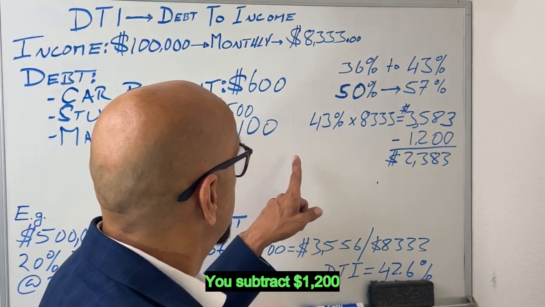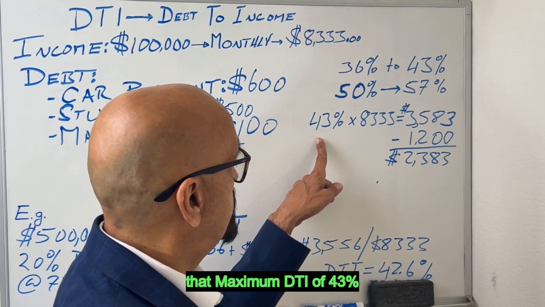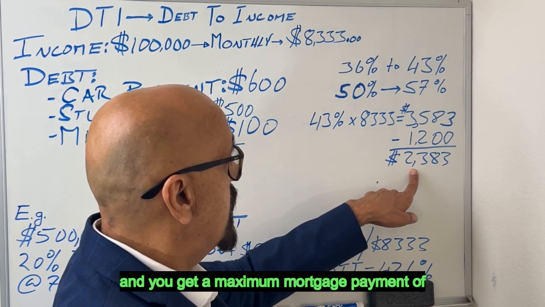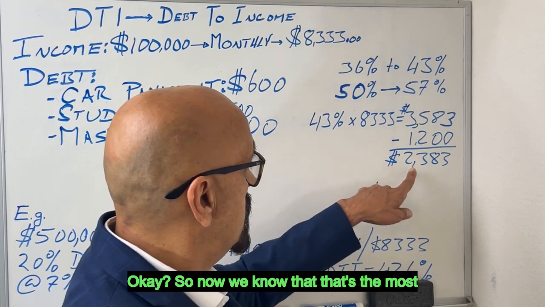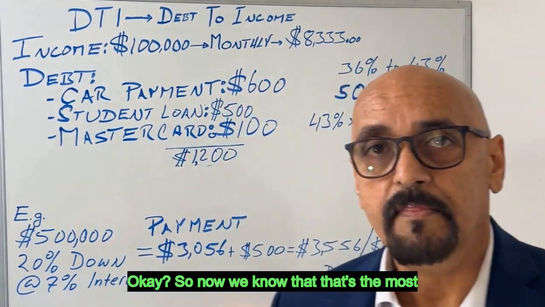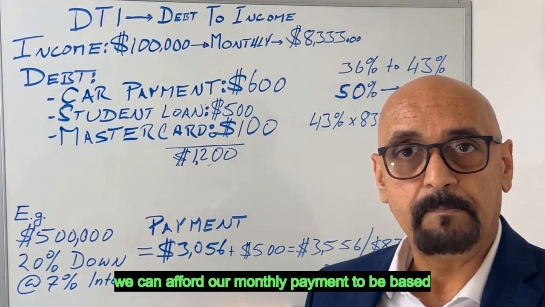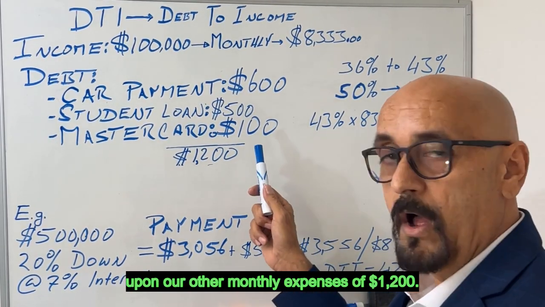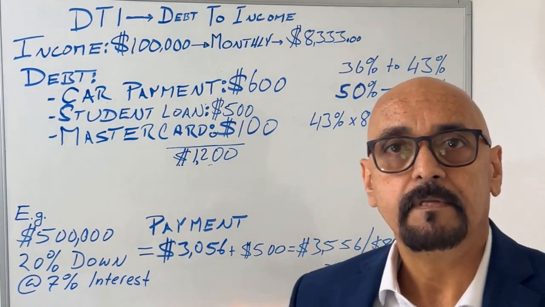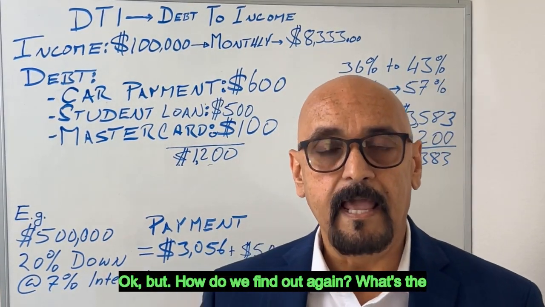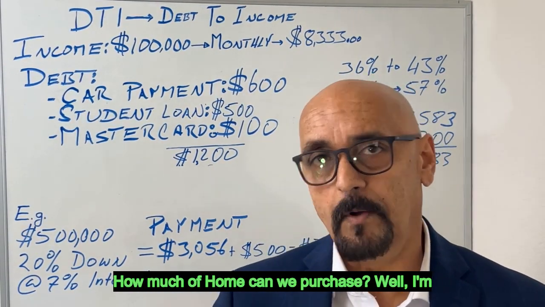You subtract $1,200 from that total monthly expense based on that maximum DTI of 43%, and you get a maximum mortgage payment of $2,383. Okay, so now we know that that's the most we can afford our monthly payment to be based upon our other monthly expenses of $1,200. But how do we find out, again, what's the maximum purchase price? How much of a home can we purchase? Well, I'm going to show you.